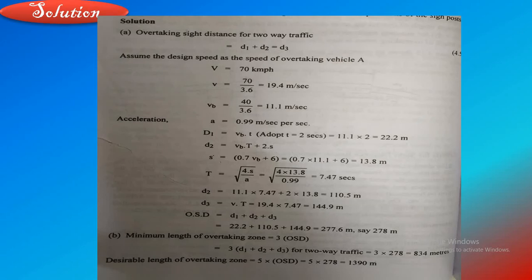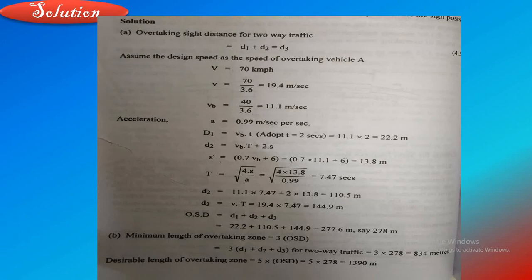Next, we require T. T is equal to under root of 4S by A. That is the T formula. So S we know 13.8, acceleration we know 0.99, then T value is 7.47 seconds.